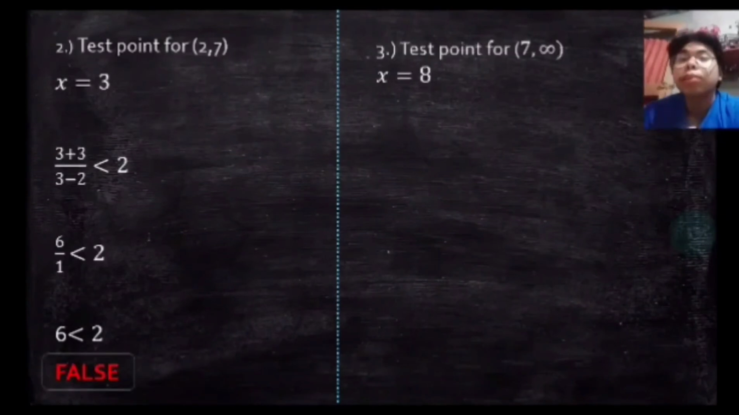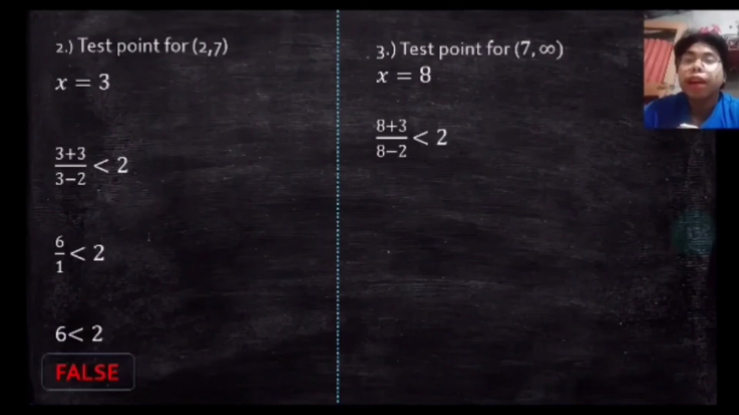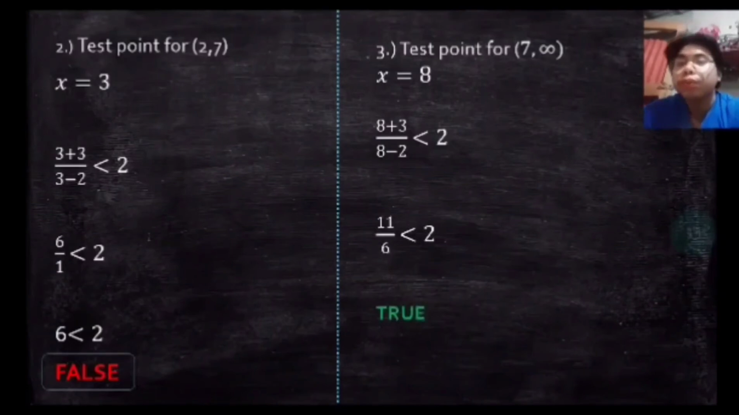And number 3, test the interval 7 to positive infinity. I have chosen the value 8. Substitute 8: (8 + 3)/(8 - 2) is less than 2. Simplifying, we get 11 over 6 is less than 2. So this statement is true.